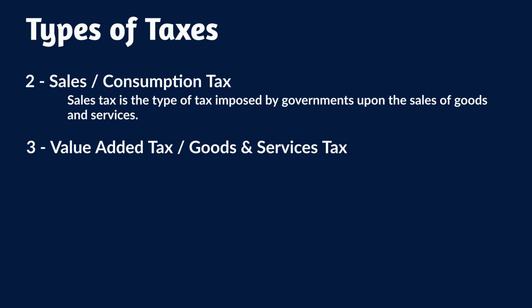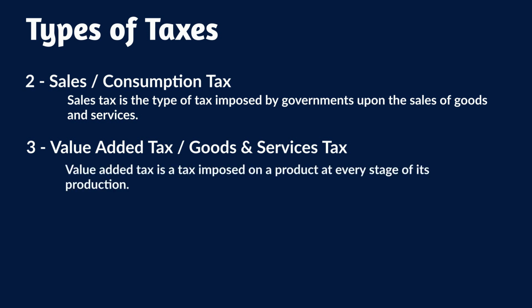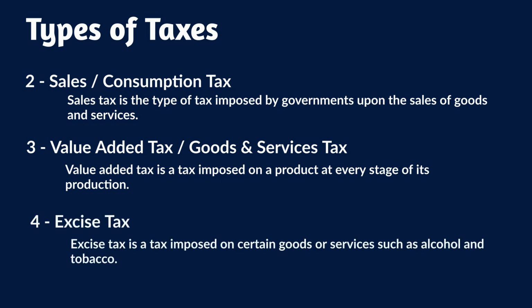Number 3, value-added tax or GST. Value-added tax or GST is imposed on a product at every stage of its production. In some countries, GST is waived for tourists who enter the country if they are able to show evidence of traveling from a different country. Number 4, excise tax. In order to discourage the use of harmful items, an excise tax is imposed on them.